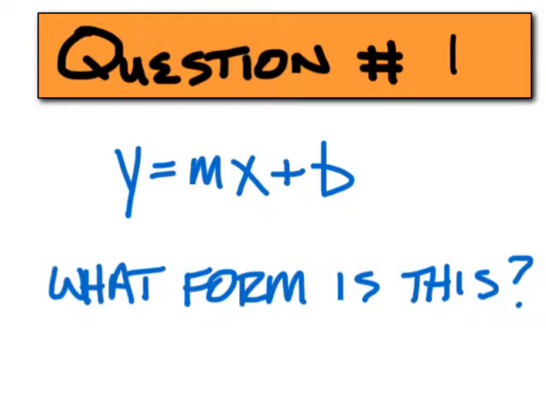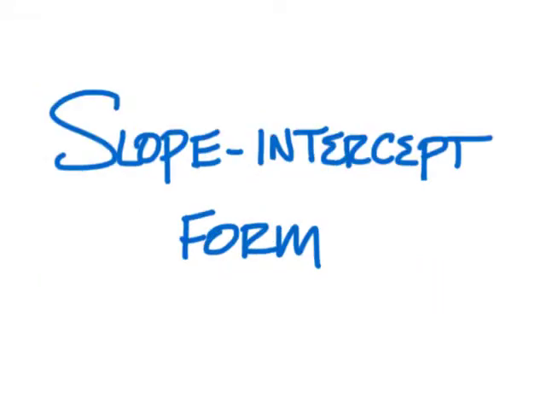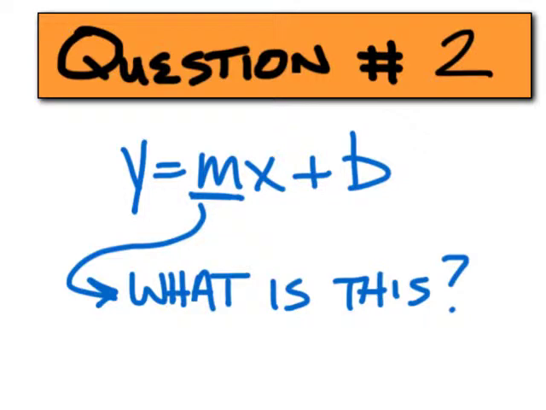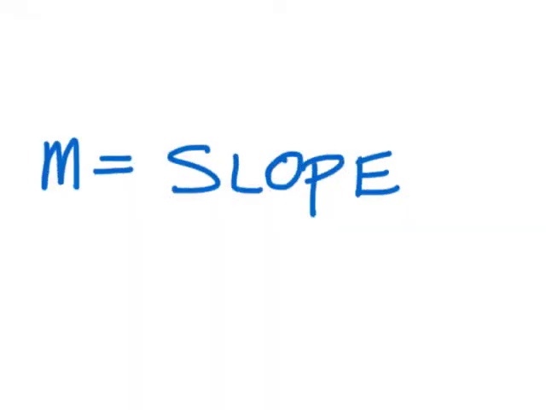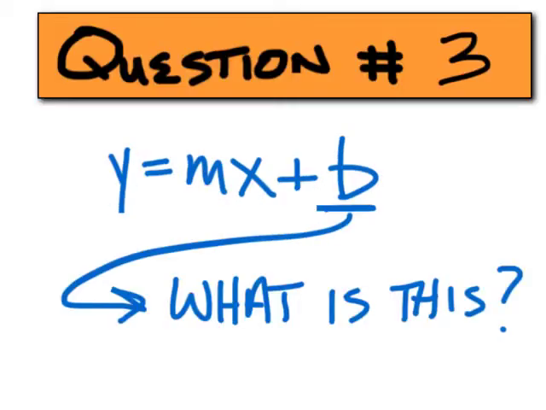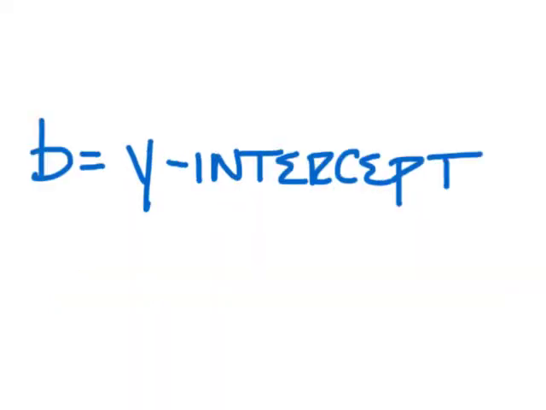Question 1. In y equals mx plus b, what form is this called? It should be slope-intercept form. You should remember that for later on. Slope-intercept form. Question number 2, y equals mx plus b. What is the m? What does the m stand for? M stands for slope. Y equals mx plus b. What is the b? What does it stand for? B stands for the y-intercept. It's at the end of the equation.